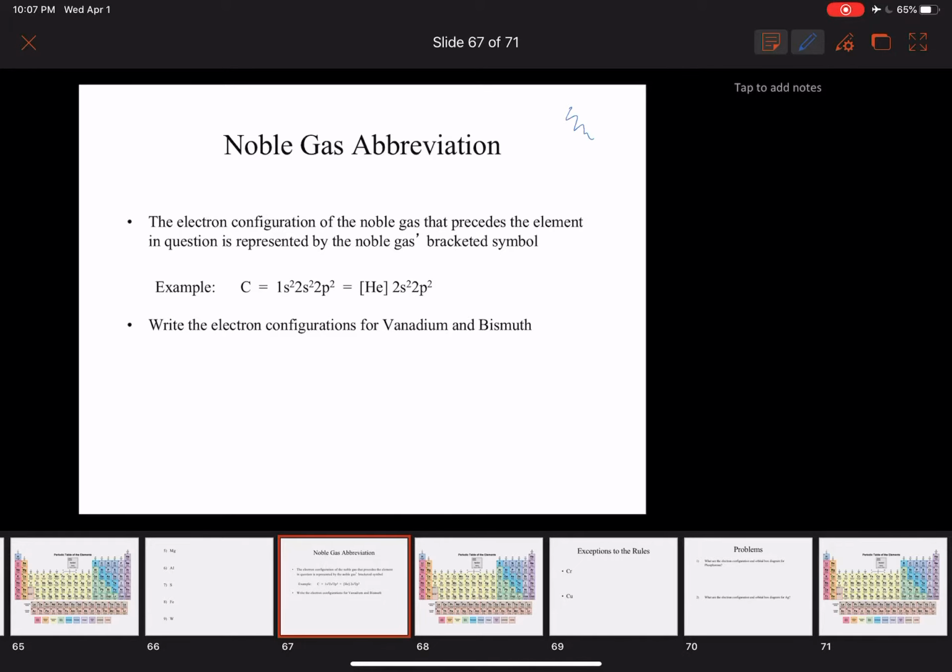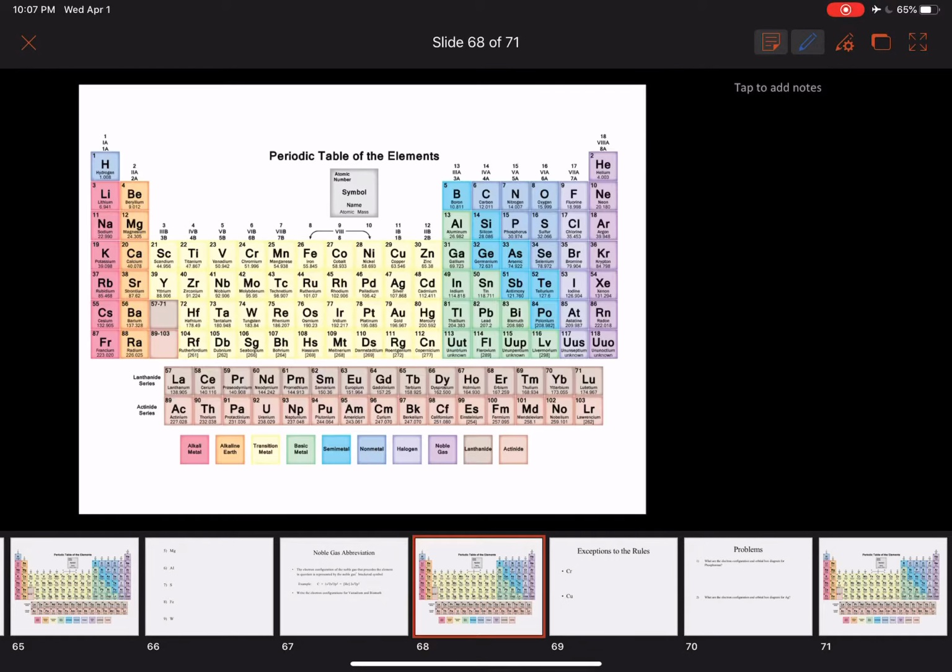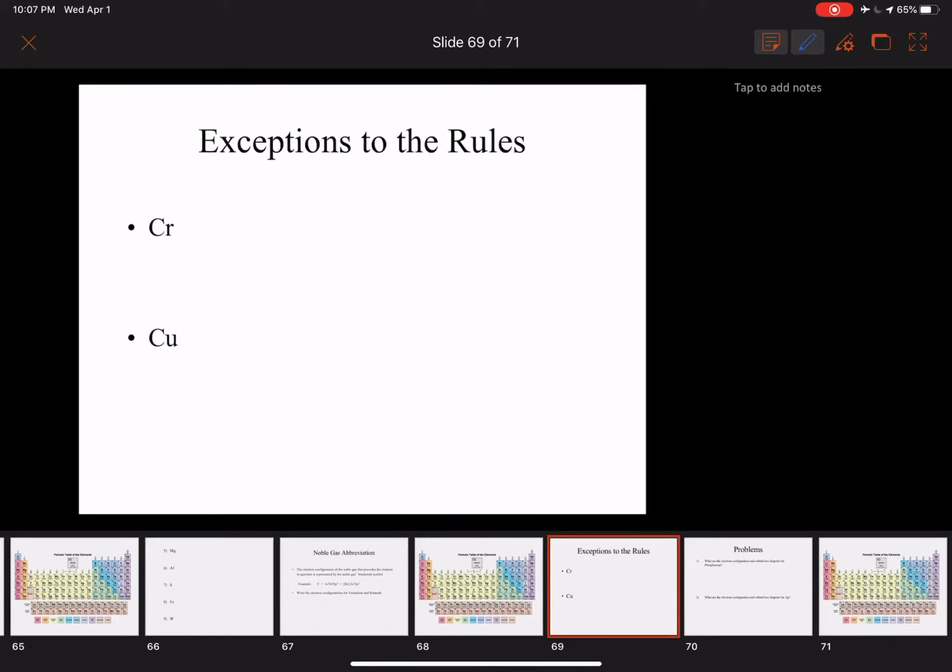The next slide that we need to do is this one right here. So we need to talk about some exceptions to the rules. We teach you guys some rules and you get really good at following the rules and getting the right answers, and then we say, surprise, there's some anomalies. And here we are on that part of the lesson.